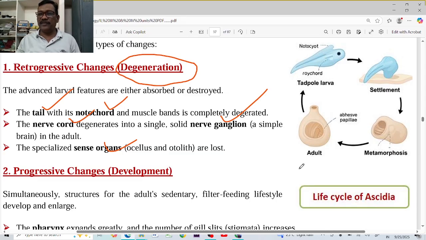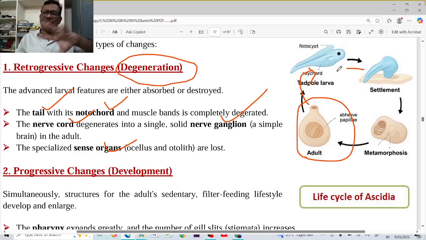For example, this one is the adult organism. It is sessile. It cannot move from one place to another place. It forms the tadpole larva after external fertilization. The embryonic development takes place in the water. The larva can swim for some time. It can move freely in the water, and after the larval period it settles on a substratum, and it metamorphoses and develops as a sessile one by losing all the developed characters.